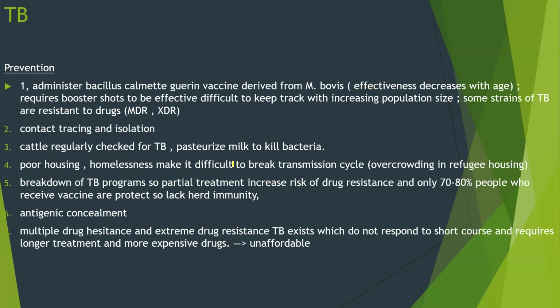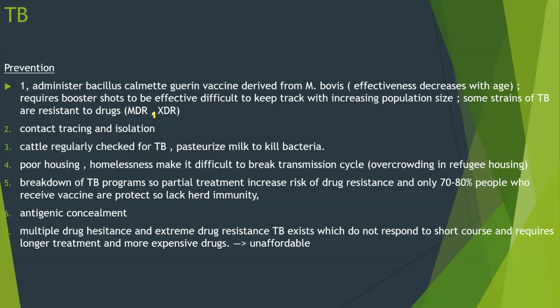Prevention of TB usually involves administering the vaccine, which is the Bacillus Calmette-Guérin. It's derived from M. bovis, and its effectiveness decreases with age. That is important that you take note of. It usually requires more booster shots to be effective. And then also, as with most vaccines, it's difficult to keep track of vaccinations along with increasing population size. And some strains of TB, as we discussed, are resistant to drugs.